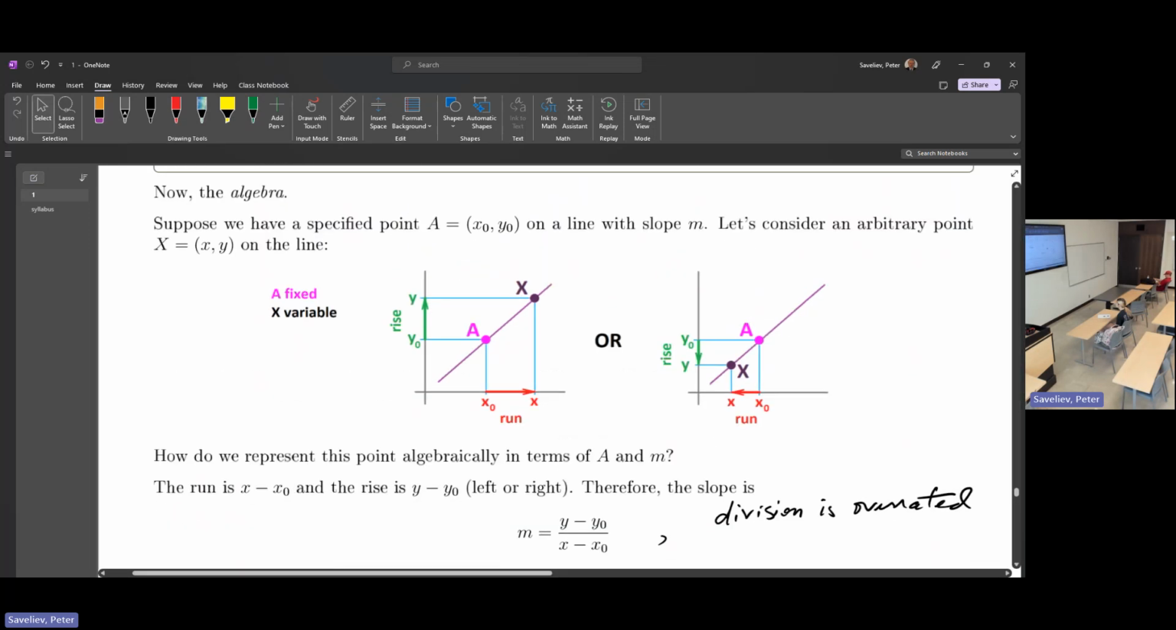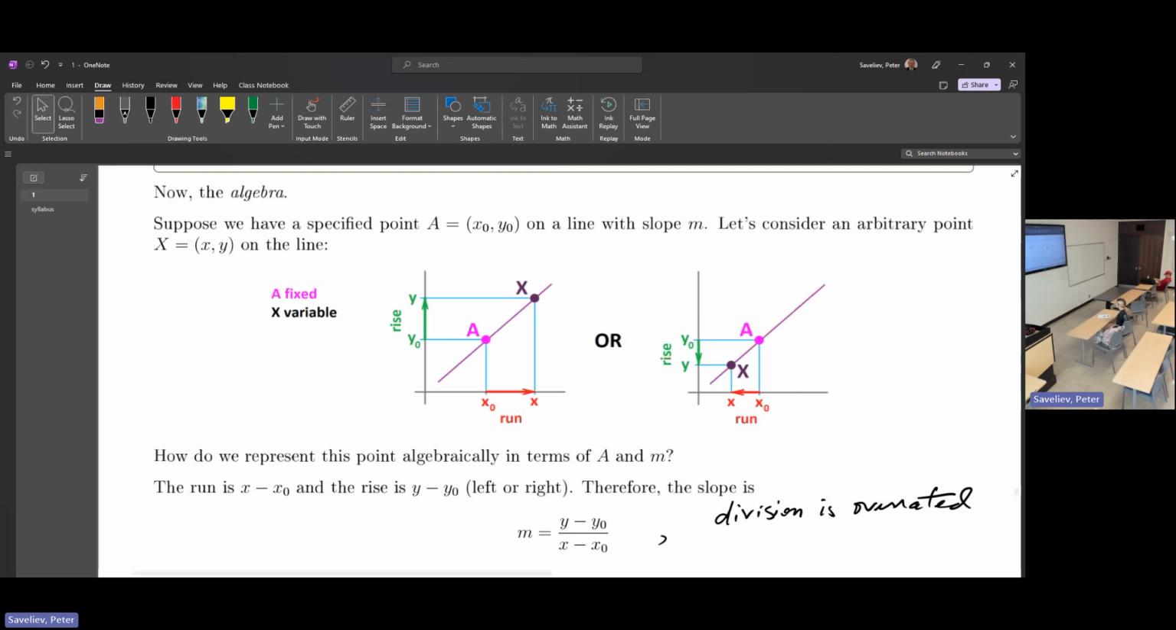A rise over a run. There are 2 points, A and X, and the coordinates are respectively x, y, and x naught, y naught. So then it is still rise over run, but the run cannot be equal to 0. So that is not the equation of the line, right? It cannot be the equation of the line because x cannot be equal to x naught, so it is a line with a hole. And the only reason is because we choose to divide.